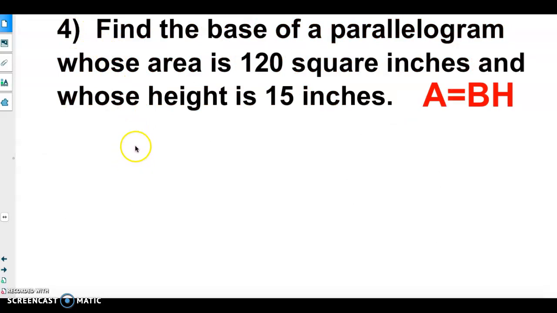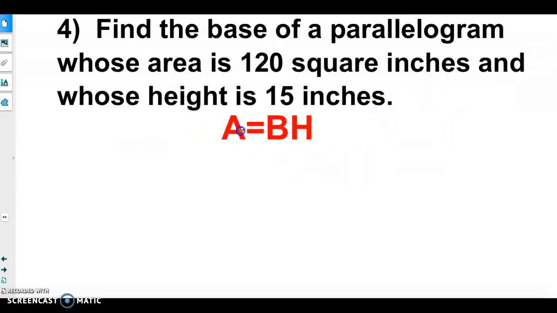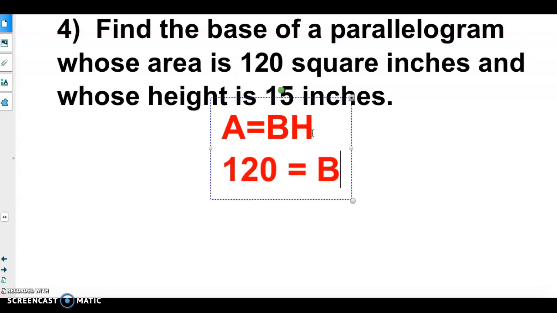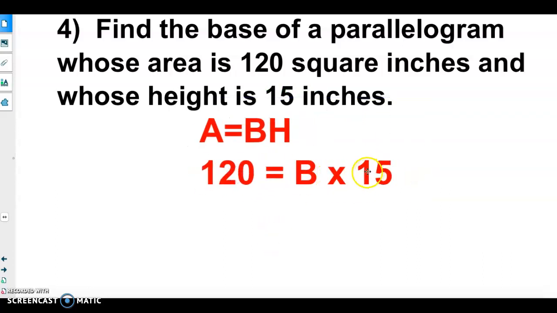Find the base of a parallelogram whose area is 120 square inches and whose height is 15. So under my formula, I'm going to replace the A with 120. I do not know the base, and the height is 15. So how am I going to figure out 120 equals 15 times what number? I'm going to divide 120 by 15, and I get 8. So that means 8 inches equals the base.